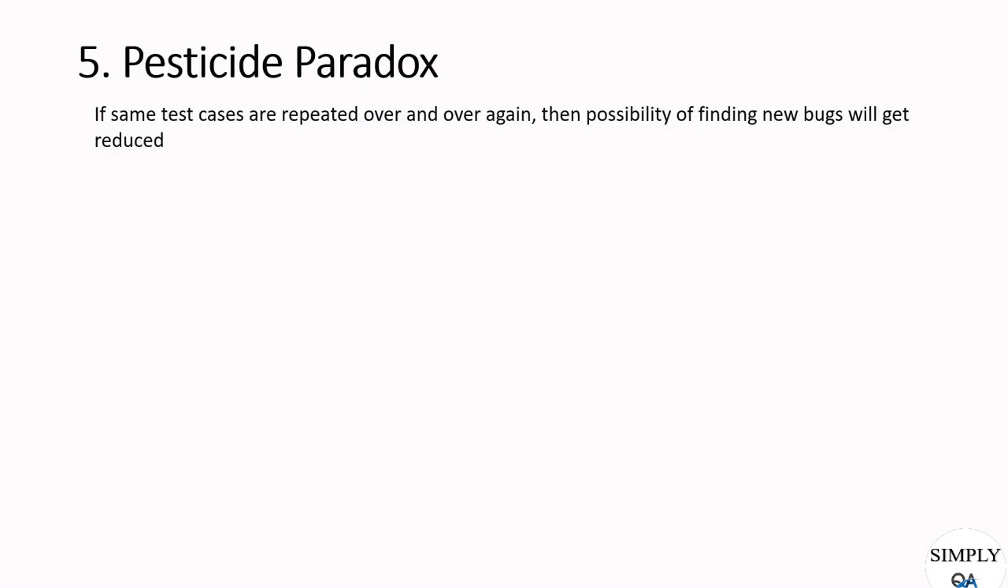Let's see our next principle, that is pesticide paradox. Guys, if we are repeating the same test cases for a particular module again and again, right, then the possibility of finding new bugs will get reduced. Let's see it with an example.